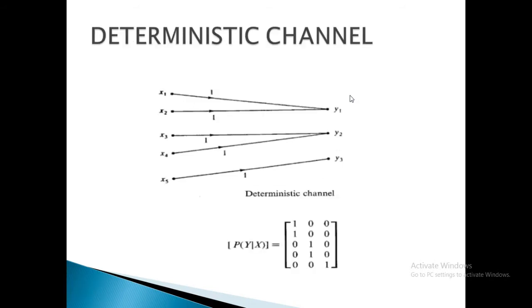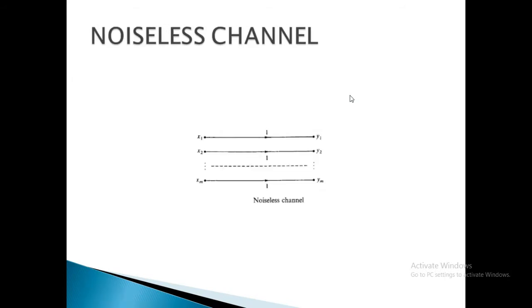Deterministic channel. In a deterministic channel, every row of the transition matrix has only one non-zero element. Then it is called a deterministic channel. In a noiseless channel, the output is connected with only one input. It is a combination of lossless and deterministic channel.